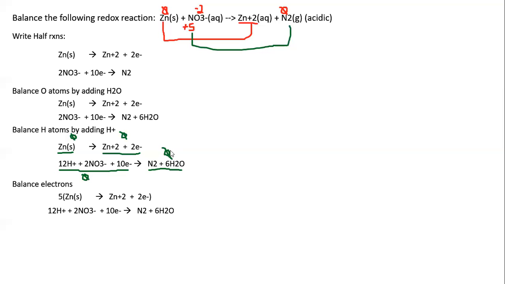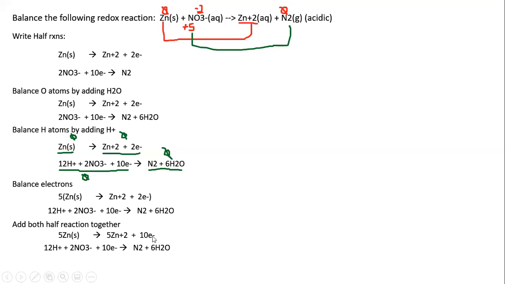Now that we've balanced the electrons, we add both half reactions together. Whatever is the same, we mark off, so the 10 electrons cancel each other out. What we have left is the balanced chemical equation: 12 H+ plus 2 NO3- plus 5 Zn gives us N2 plus 6 H2O plus 5 Zn2+. So that's the balanced equation for this reaction.